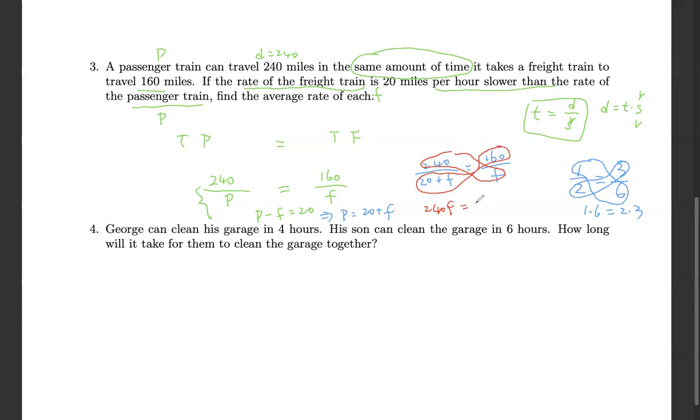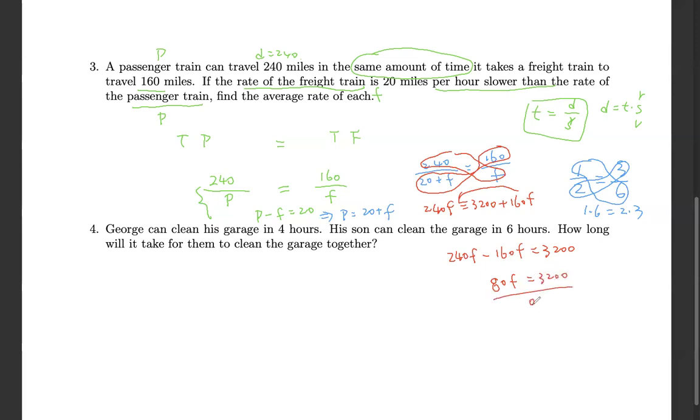160 times 20, well, 2 times 16 is 32. Then add 2 zeros, so 3200. Then plus 160 times F, which is 160 F. Now we subtract 160 F, or we bring 160 F to the other side, it becomes negative. So we have 240 F minus 160 F, and that equals 3200. 240 minus 160, that's 80. So 80F equals 3200.